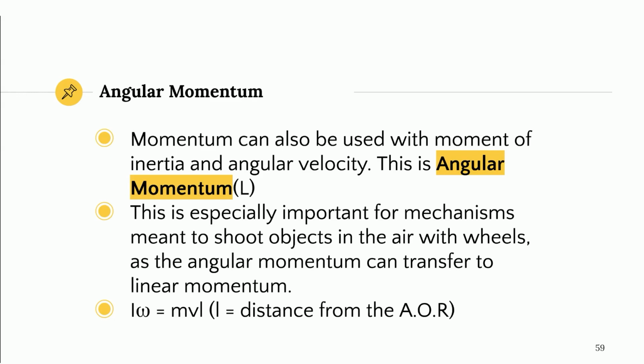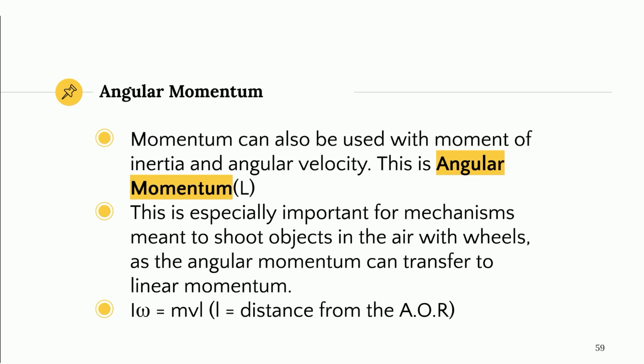Momentum can also be used with moment of inertia and angular velocity. This is angular momentum, which is used as the symbol L. This is especially important for mechanisms meant to shoot objects in the air with wheels, as the angular momentum can transfer to linear momentum. So here in the bottom, we have a scary little equation.